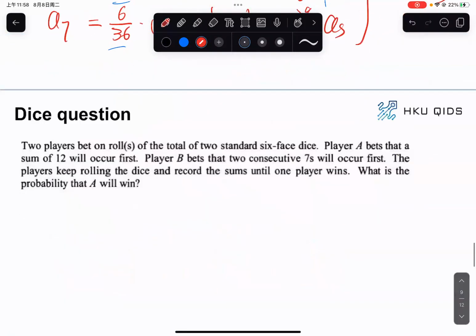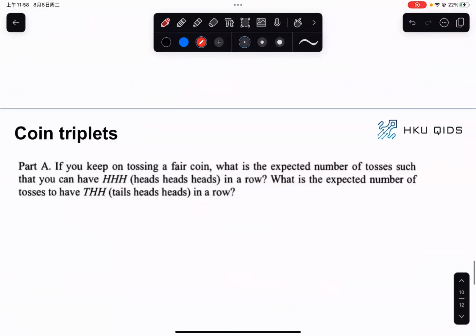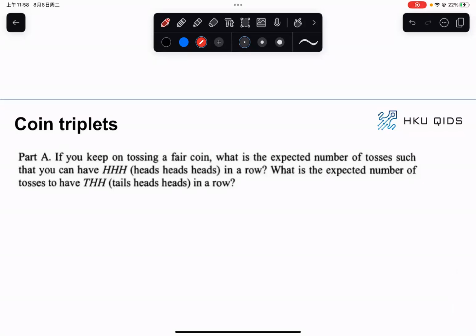And now, let's go to the next one, which is coin travelers. This is a complex problem. Let's go for the 3 parts one by one, okay? So the part A, if you keep on tossing a fair coin, what is the expected number of tosses such that you can have triple heads in a row? What is the expected number of tosses to have tail plus double heads in a row?